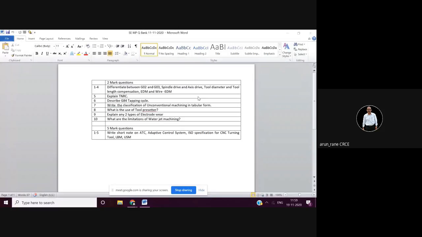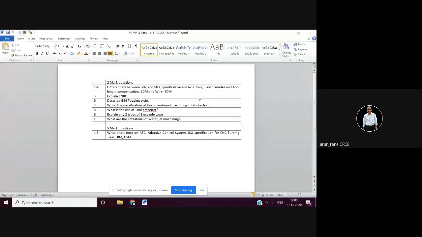Suppose you want to bore a size of say 28.32. You will not get a reamer for 28.32, so you will have to do it by a boring bar. Which boring bar will you select? You will select a boring bar with a range of 25 to 30.